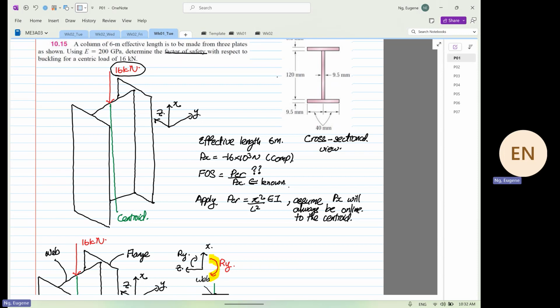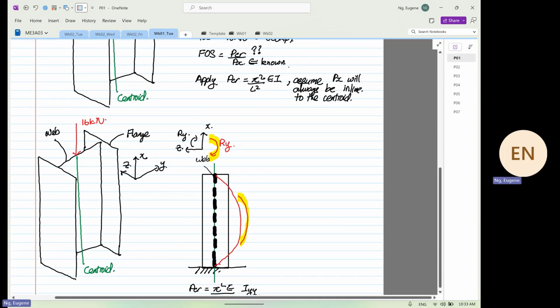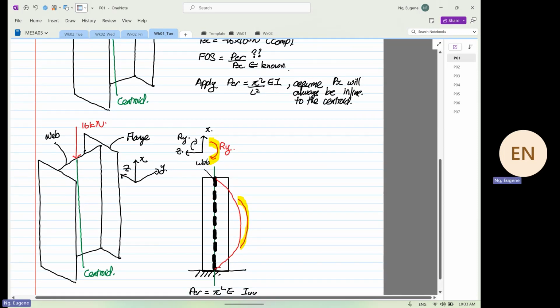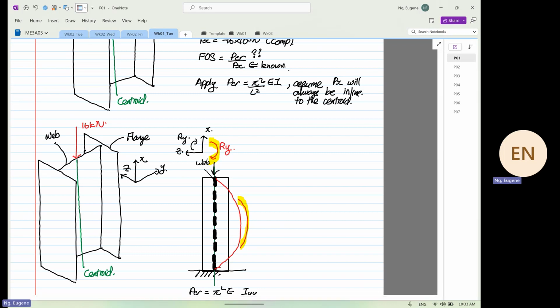And we assume that Px will always be inline to the centroid. Anyone not sure what that means? If this, the green thing, is the centroid, the load that we are applying will always come down inline to the centroid. Are we clear? This is the assumption we make, and we know in real life it seldom happens. Unfortunately there are a lot of models around. It's just an approximation for now.